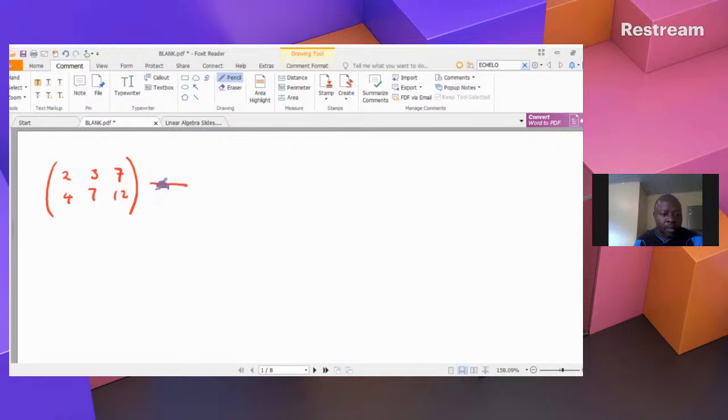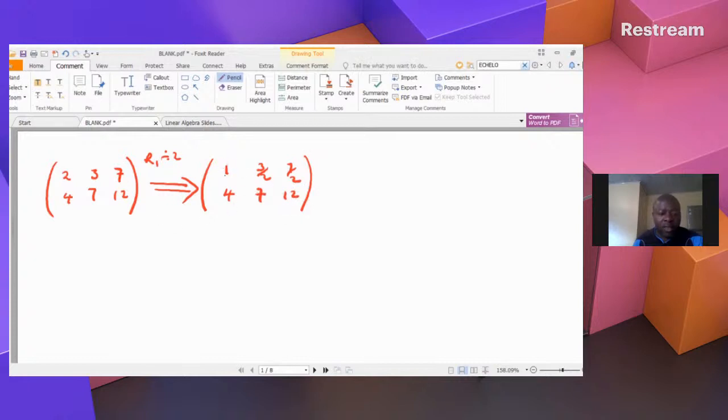So the first thing we said we do, let's create a 1 in this position. That element is in row 1. So row 1 divided by 2. This will give me the entire row 1 divided by 2. That gives me 1, 3 out of 2, and 7 out of 2. Now, row 2, we've not touched it, so it remains where it is.